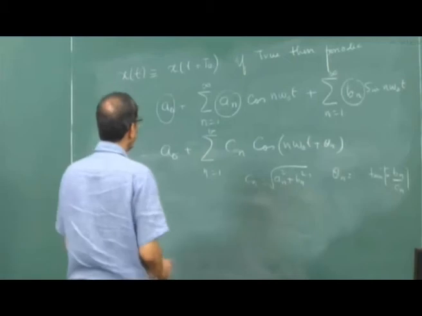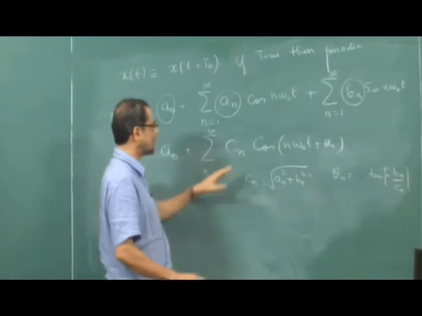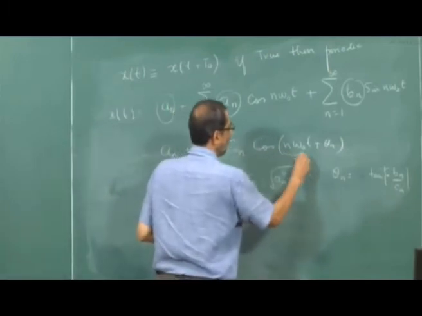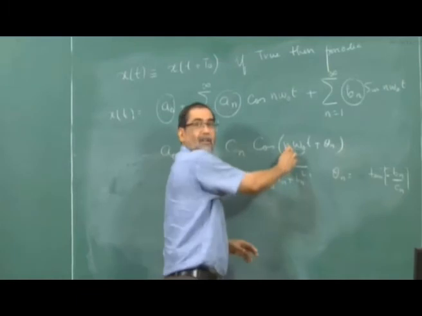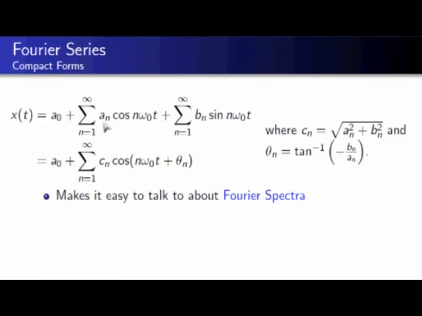Okay, so the reason for going in for this compact expression is this says I have a cosine of n omega naught frequency of this amplitude and this phase value. So I can now talk about what is the contribution of each frequency for this signal x of t. So 1 omega naught contributes C1, second omega naught contributes C2, and so on. So I can find out the amplitude of each of those contributing frequencies. This is called the spectrum, right? This frequency contributes so much.